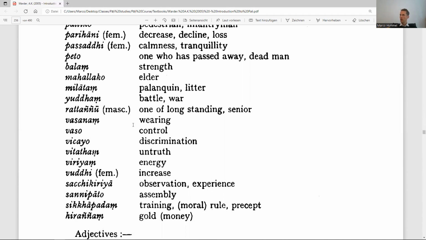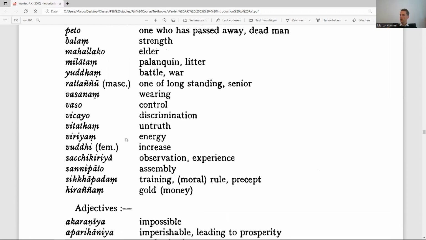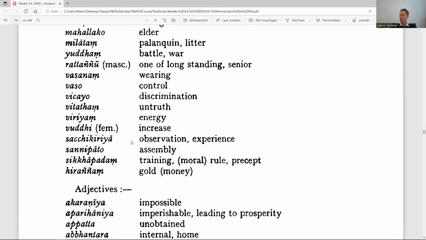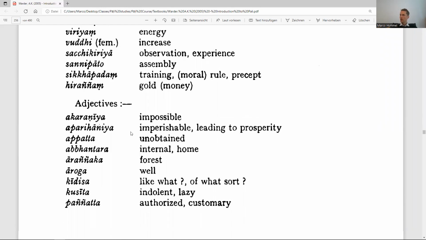Yuddham, battle or war. Addhanno, one of long-standing, senior. Vasanam, wearing. Vaso, control. Vicayo, discrimination. Vitatthatam, untruth. Viriyam, energy. Vuddhi, increase. Sacchikiriya, observation, experience. Sannipato, assembly. Sikkhapadam, training, rule or moral rule and precept. Hiranyam, gold or money. And adjectives: akaraniya, impossible.